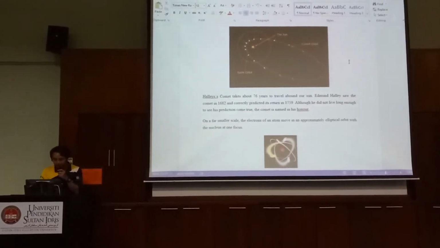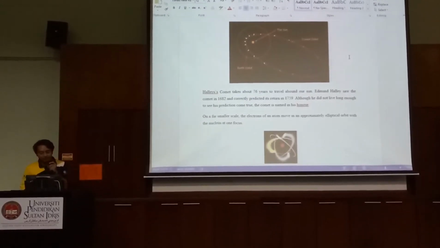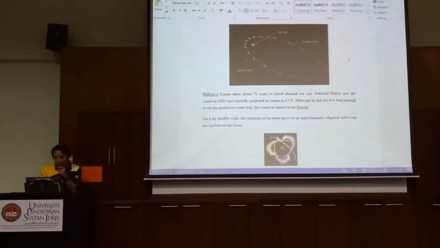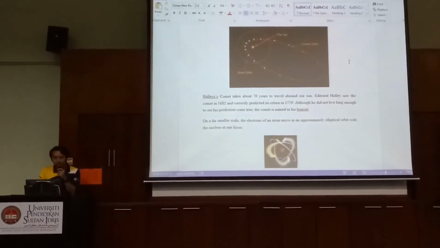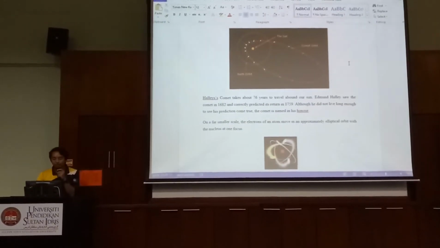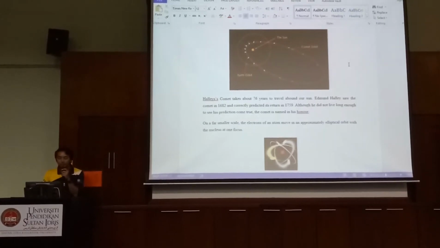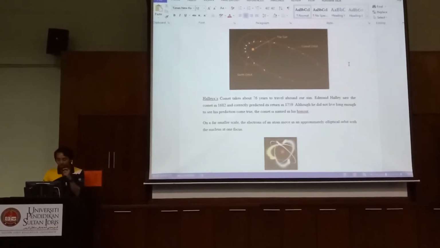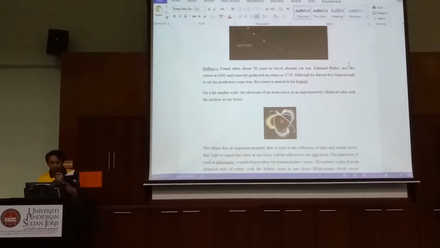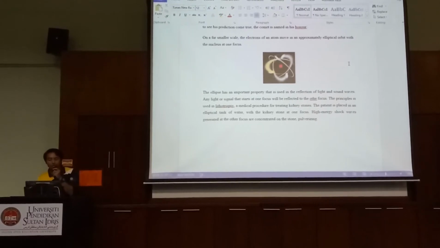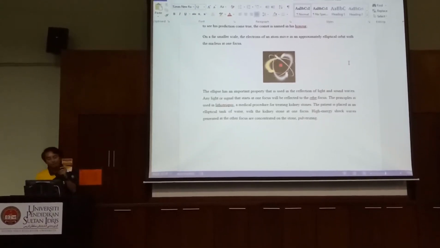Halley's Comet takes about 76 years to travel around the Sun. Edmund Halley saw the comet in 1682 and correctly predicted its return in 1759. Although he did not live long enough to see his prediction come true, the comet is named in his honor. On a far smaller scale, the electron of an atom moves in an approximately elliptical orbit with the nucleus at one focus.